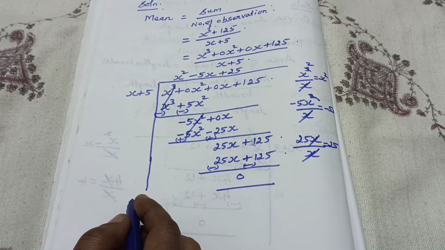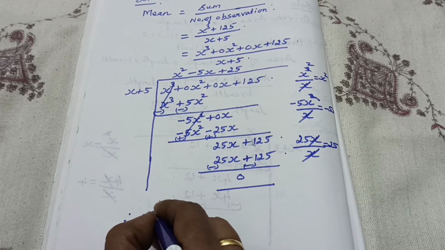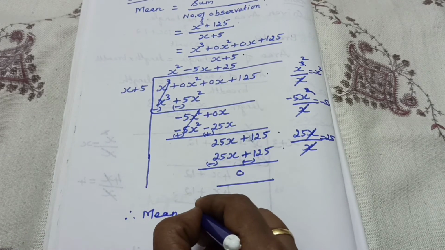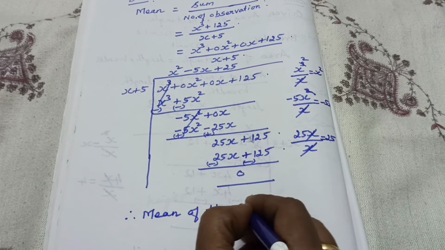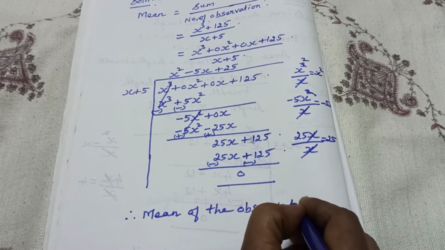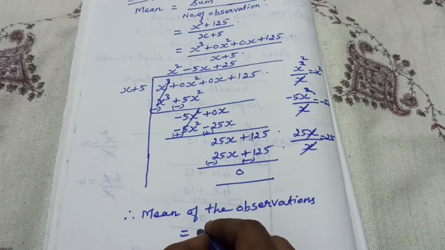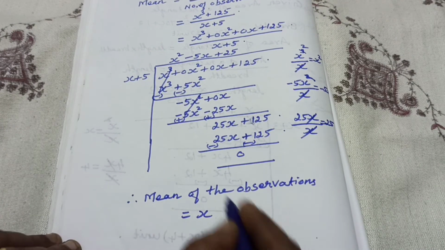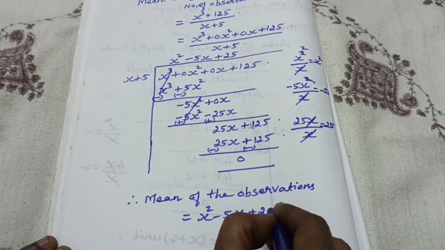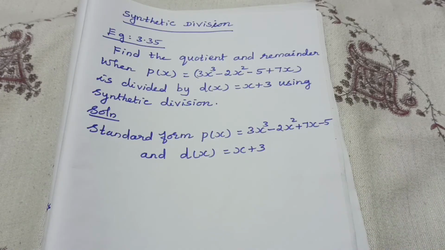And then what's the answer? Therefore, the mean of the observations is x square minus 5x plus 25. Okay, correct? Have you understood?